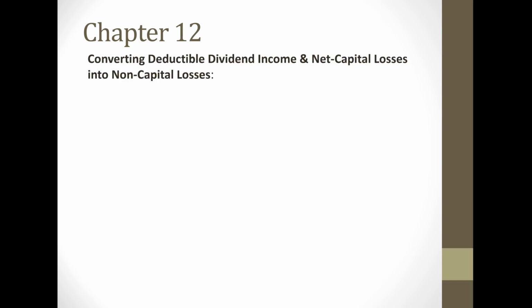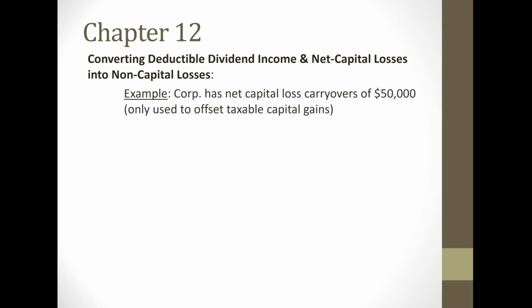Moving on to the next slide, let's talk about another situation where a corporation is allowed to convert otherwise deductible dividend income and otherwise deductible net capital losses into a non-capital loss. Now remember, net capital losses can only be used against taxable capital gains, whereas non-capital losses can be used against any type of income. So this is allowing a corporation to convert those net capital losses that they can only use against taxable capital gains into non-capital losses, which they can use against any type of income. So let's go look through an example.